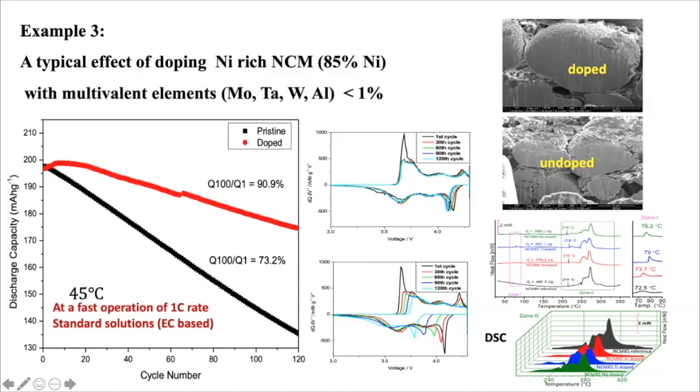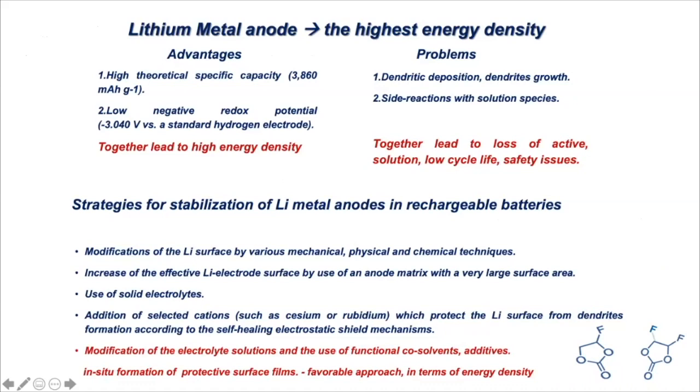So now I want to move to the next challenge, to combine lithium metal with these materials. The idea is I want to have a lithium metal anode in order to gain high specific energy. The advantages are clear. The problems are also clear. We have dendrite formation, we have side reactions. Lithium is very reactive. Lithium may be very dangerous as well. So we have strategies for how to stabilize lithium metal anodes in rechargeable batteries. And we have modification of the surface by various mechanical, physical, and chemical techniques.